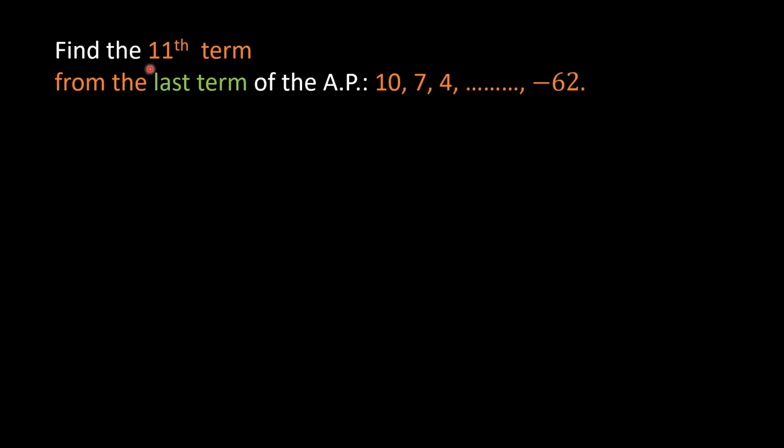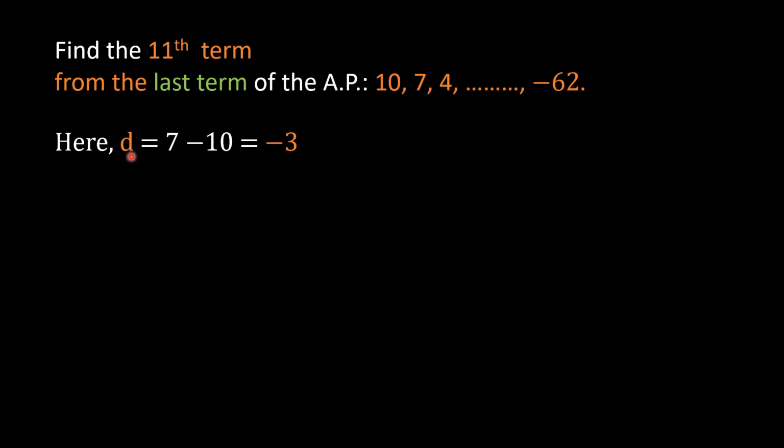Find the 11th term from the last term of the AP 10, 7, 4, so and so forth, −62. Here, please note that we have to find the 11th term from the last term, which means we have to start counting in the reverse order. Now for this AP we have common difference d = 7 − 10, which will be −3.